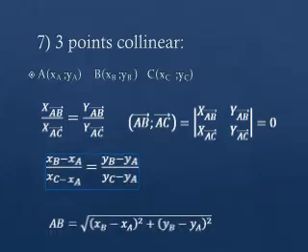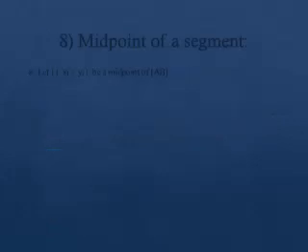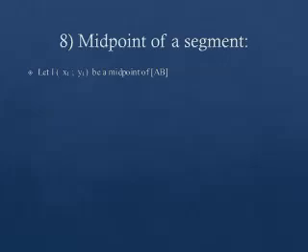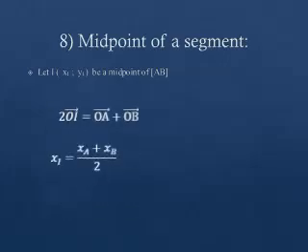And the distance AB in the 2D plane is the square root of (xB minus xA) squared plus (yB minus yA) squared. And now how do I find the midpoint of a segment? Let I be the midpoint of AB, then xI equals (xA plus xB) over 2, yI equals (yA plus yB) over 2.